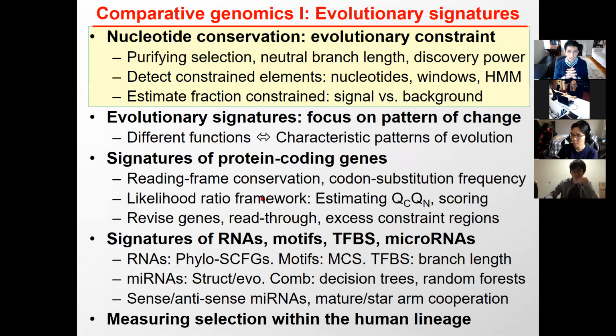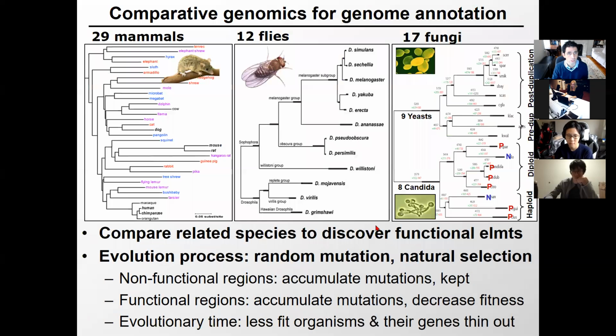So the goal for today is to first look at nucleotide conservation and evolutionary constraint, then to look at evolutionary signatures, which focuses on the patterns of change rather than the amount of conservation. And then we're going to look at signatures of protein coding genes, and then signatures of RNAs, motifs, transcription factor binding sites, and microRNAs, and also how to measure selection within the human lineage.